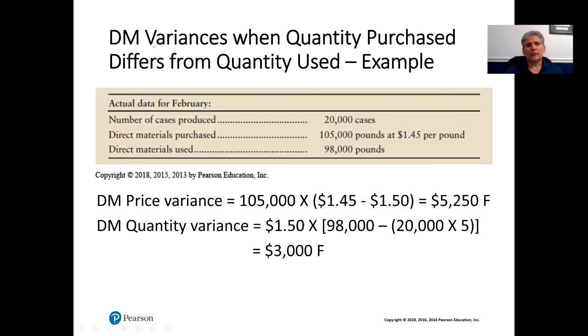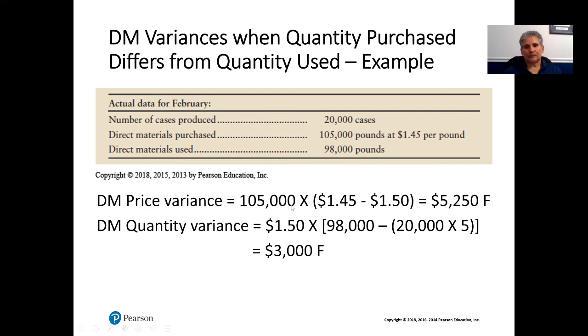So here's an example of the direct material variances when quantity purchased differs from quantity used. The number of cases produced, 20,000 cases. The direct materials purchased, 105,000 pounds at $1.45 per pound. Direct material used was 98,000 pounds. In this example, there's a difference. So we're going to run our direct material price variance.